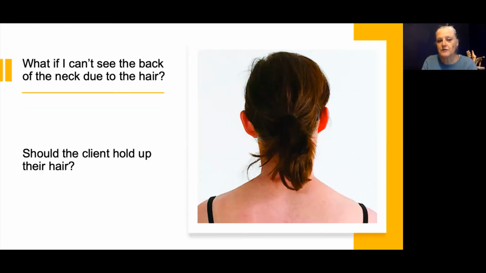What do you do if you can't see all of the back of the neck? Because you want to have a look at the back of the neck itself. Should the client hold up their hair? What do you think? Some of you are probably shaking your heads and saying no. No, because you know yourself, if you were to try and hold up the back of your hair, if you've got longer hair, it's going to immediately change the position of your shoulder, and it's going to change the position of your neck.